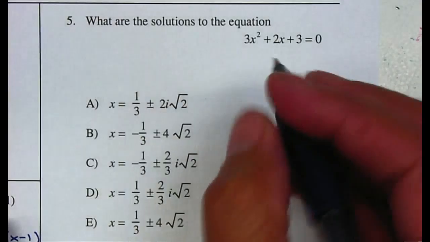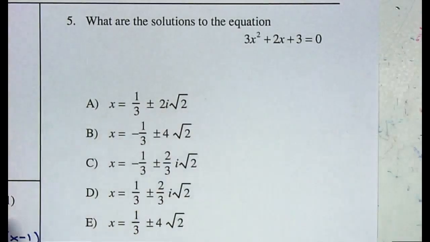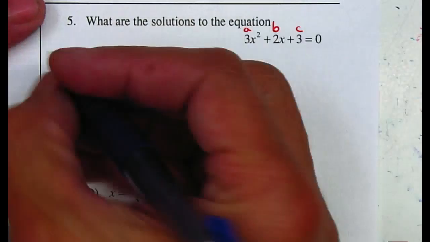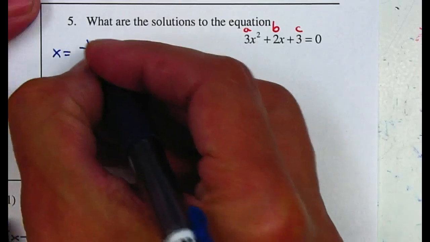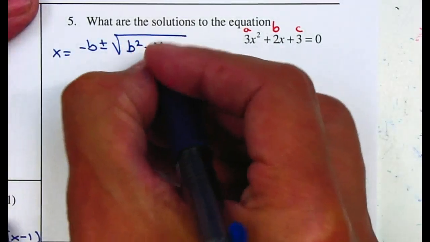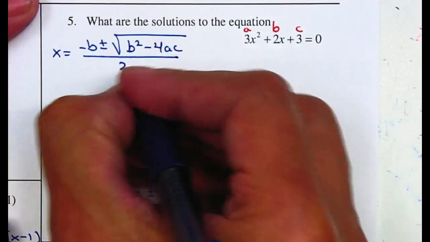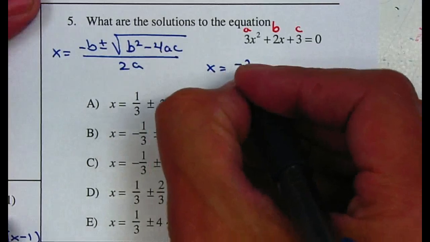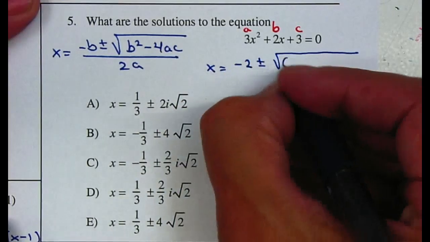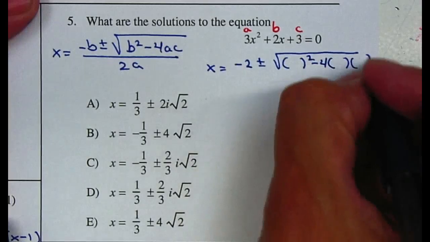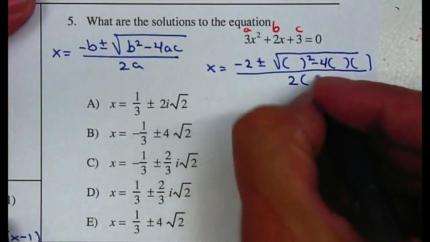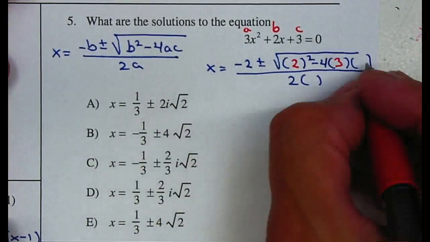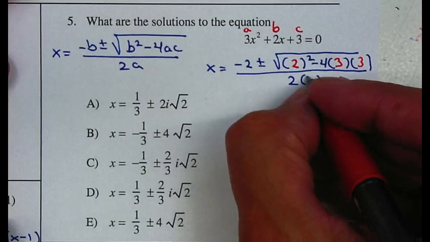So it's already equal to 0. Very important that you make sure that it's equal to 0. This is my a, my b, and my c. My quadratic formula is x equals opposite b plus or minus the square root of b squared minus 4ac, all over 2a. So we have x equals opposite b, that'll be negative 2, plus or minus the square root of b squared minus 4ac, all over 2a. So b is 2, a will be 3, and c will be 3 as well. All over 2a, and that's 6.